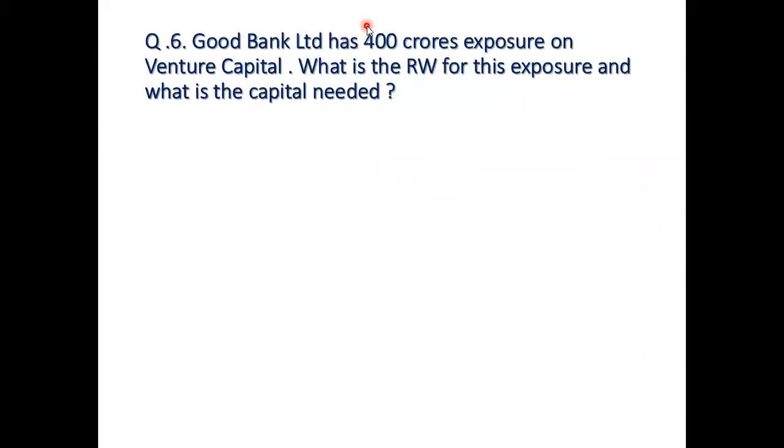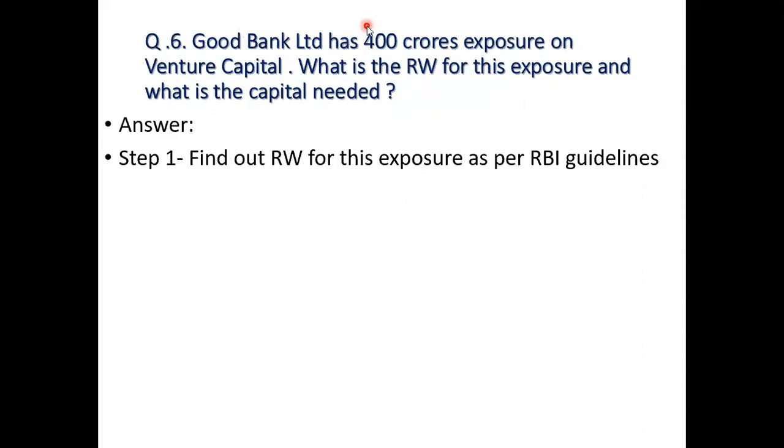Okay. Question number 6. 400 crores venture capital. You have to remember, venture capital means 150% risk weight. Note down: venture capital 150% risk. Credit card 125. These things you yourself can make a chart. You can remember. This will help you because whatever you learn in the last 3 days, that will definitely come to your memory. I'm telling you, human memory is very short.